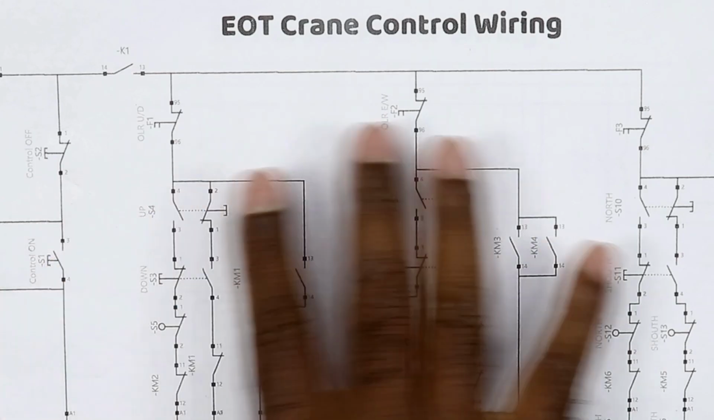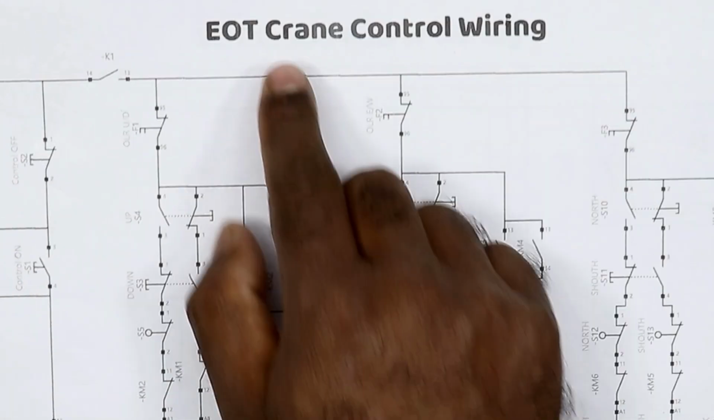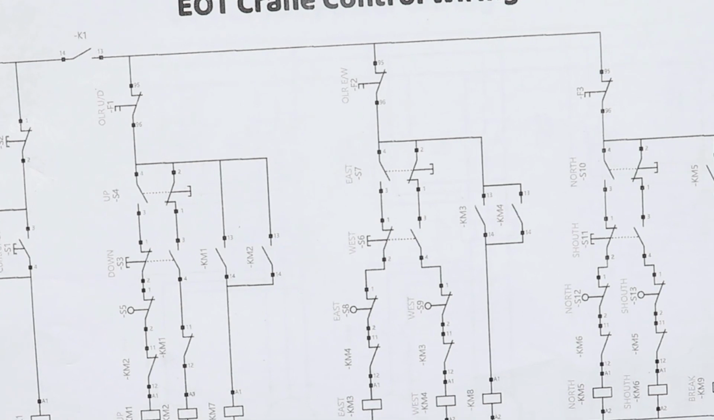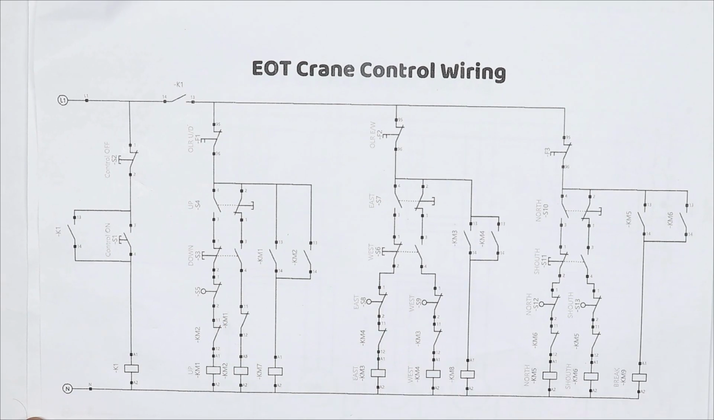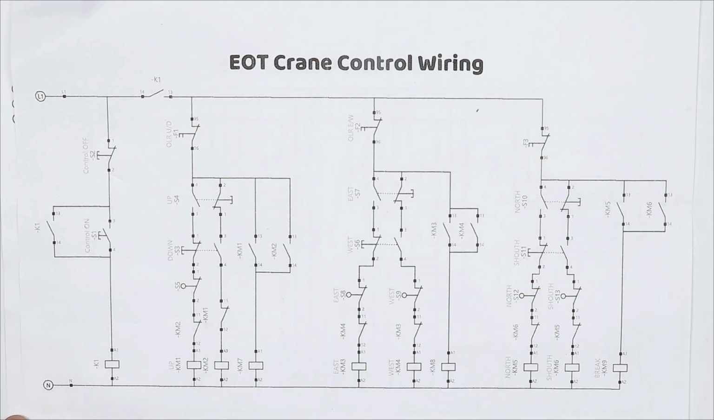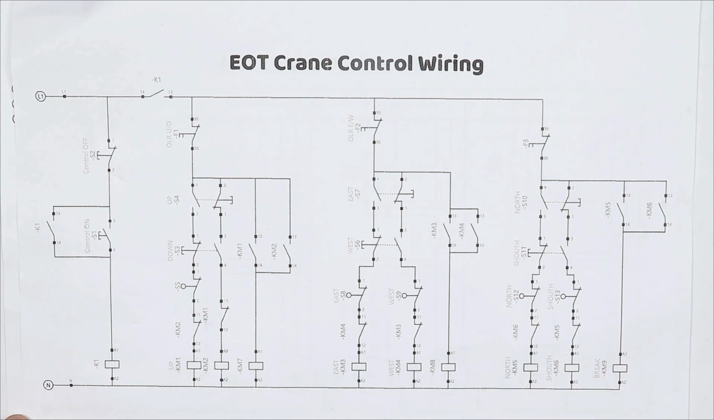Now suppose you started the EOT crane, and after that you saw that the EOT crane is moving up and down. Along with this, it is also moving in the east and west directions. But when it comes to the north and south directions, it is not operating. That is, to run the EOT crane in the north direction, when we press the push button used for it, this contactor is not operating.